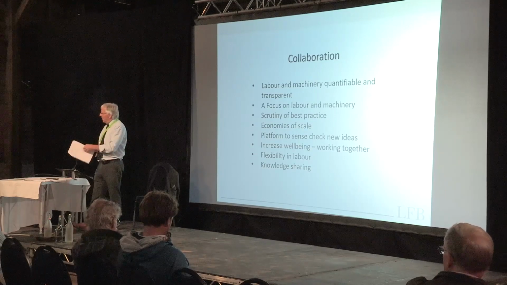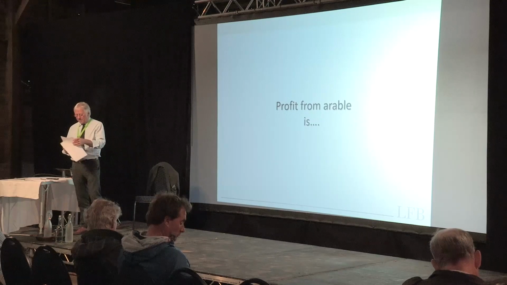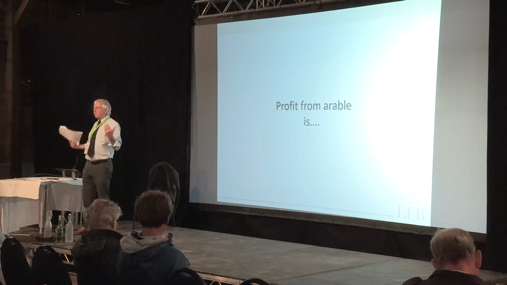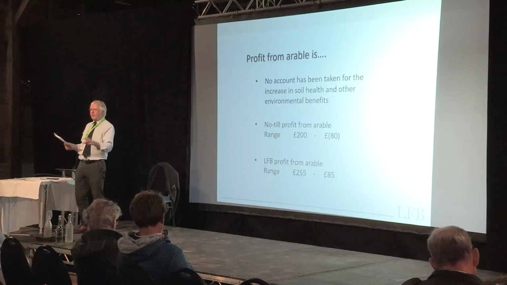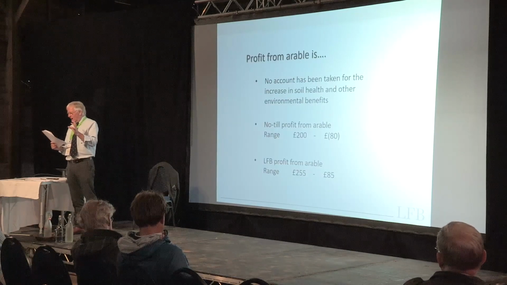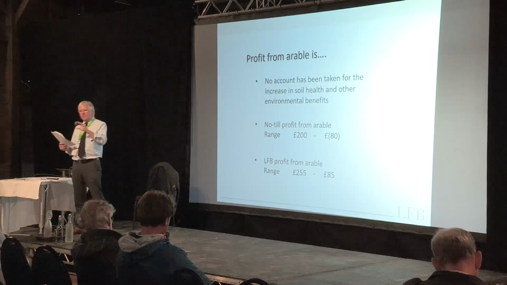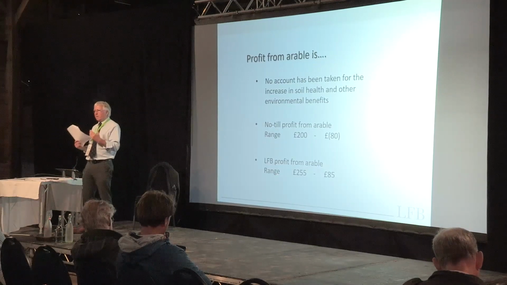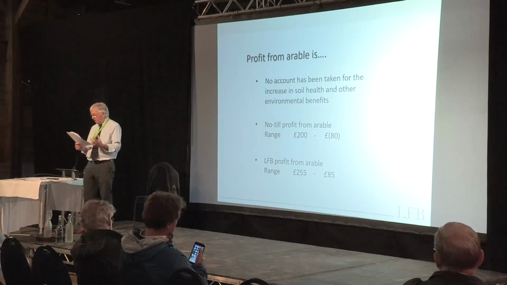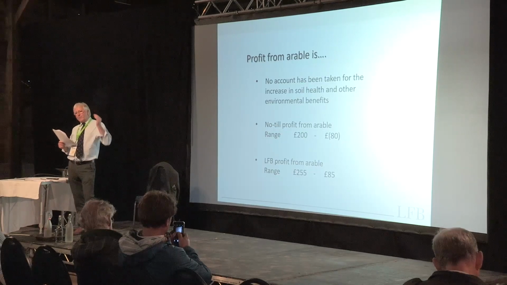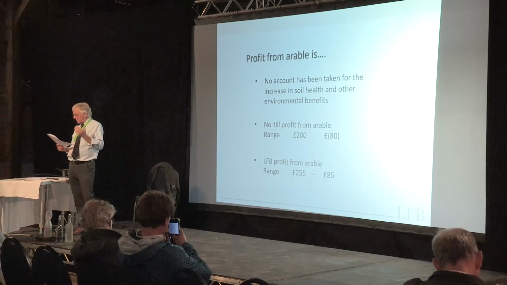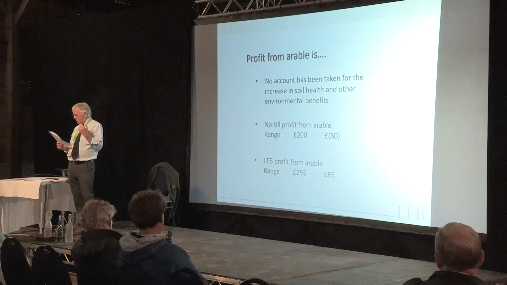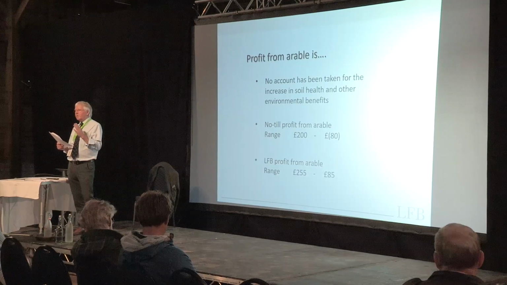So, moving on and finalising, profit from arable is now with this provider at the top. No account has been taken for the increase in soil health and other environmental benefits. The no-till profit from arable, which is not the gross margin, it's my gross margin after the five variable costs, has a range of 200 down to minus 80 per hectare, and the average is 53. LFB profit from arable, the range is 255 down to 85, and the average is 144.